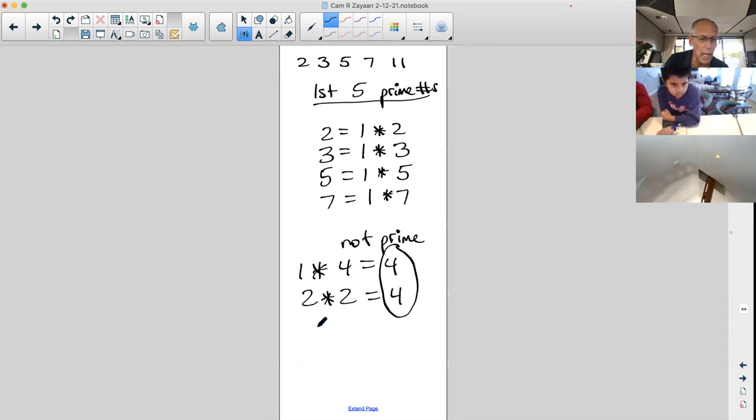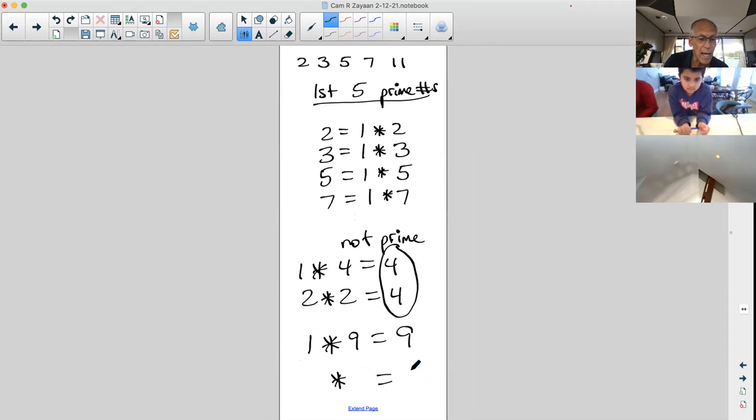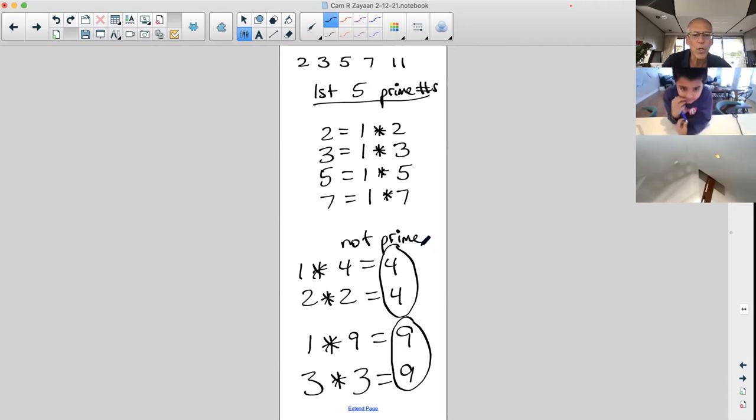Another number that I really like that's not prime is the number 9. Now, of course, 1 times 9 equals 9. But do you know another way using multiplication, not addition, that you can also make it? 3 times 3. Oh, okay. And that's why 9 is not prime. So 9 is not prime, 4 is not prime, and we'll talk about that more.